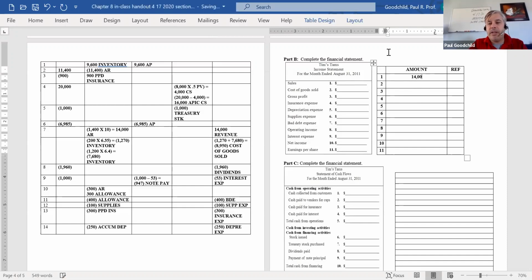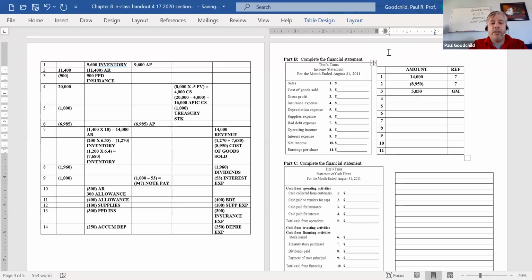So we have 14,000, and that came from transaction number 7. And then we have our cost of goods sold, 8,950. Oh, missed a 0 there. And that's also in transaction 7. So the difference, 5,050, that's just our gross margin calculation.